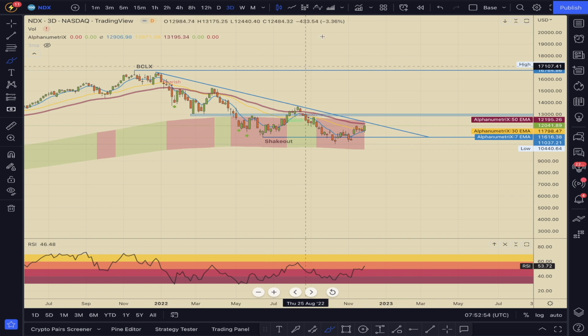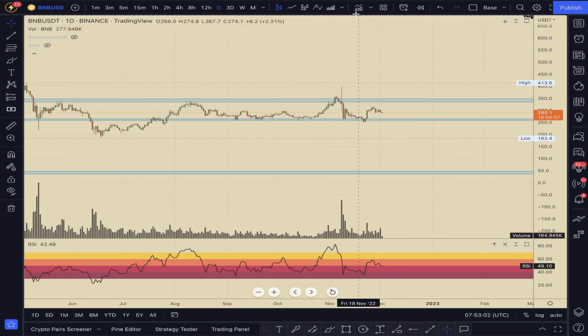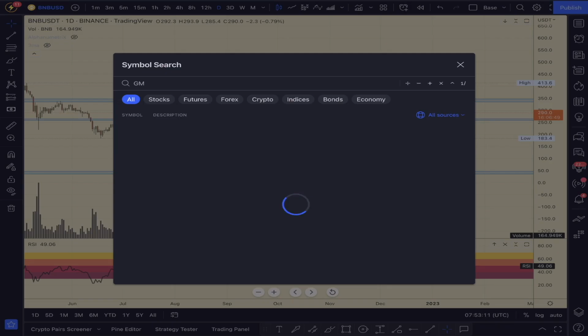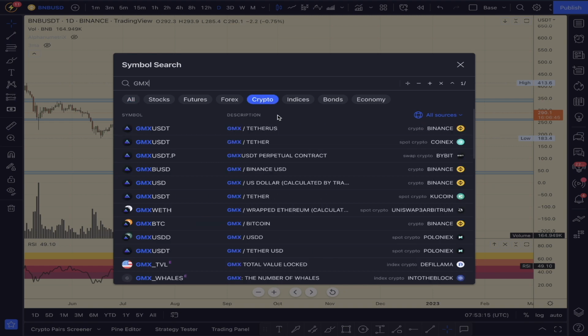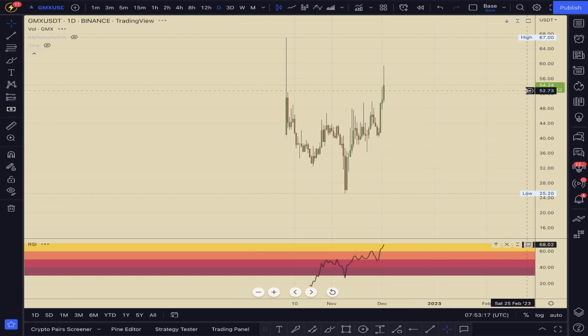GMX is pumping. Okay, well, I do got to get out of here, but let's very quickly take a look at GMX. Not a fan. I mean, I'm a fan of the token, but I've said here multiple times that I'm not buying it below $20. But let's just quickly take a peek, and then I do got to get out of here.